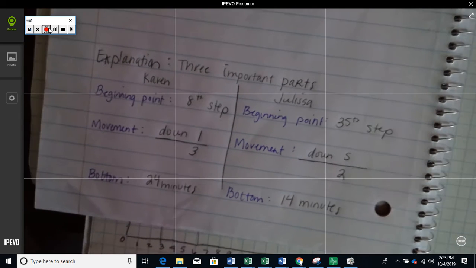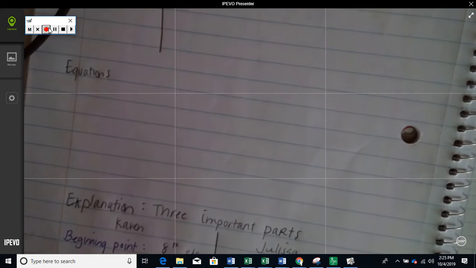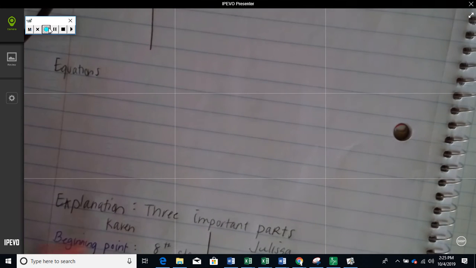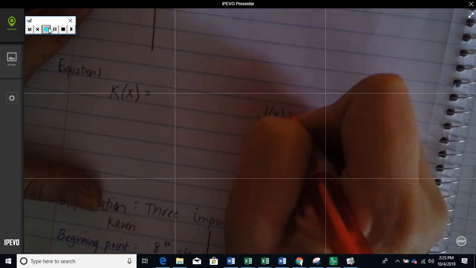Exactly. And again, this is a formative quiz. It's your first time trying it. There will be an opportunity to correct it if you got it wrong. So please let's go to the equations. Please write k of x for Karen. Write j of x for Julie.